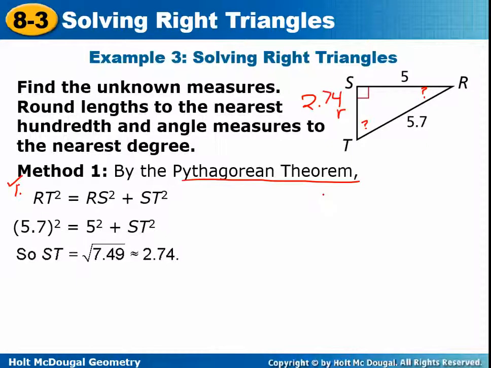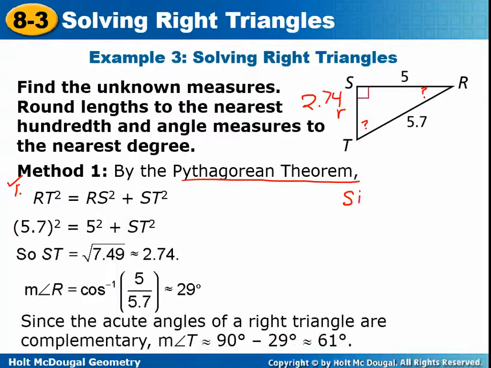Now you're going to need trigonometry. There's no way to do this without trig. So you could say, let's use what we're given. Let's say that the sine, I'm going to do it different than them. We could do the sine of t is equal to the opposite side over the hypotenuse. Well, that means that the inverse sine of 5 over 5.7 will be equal to the measure of angle t.